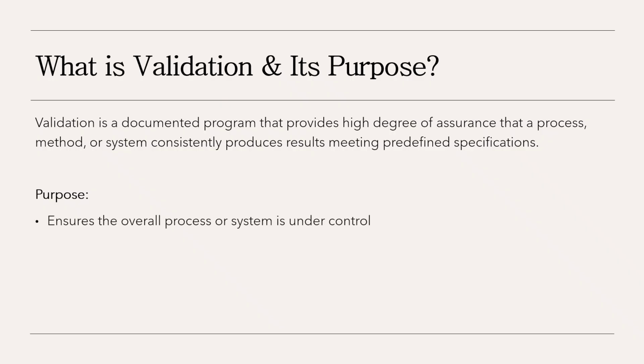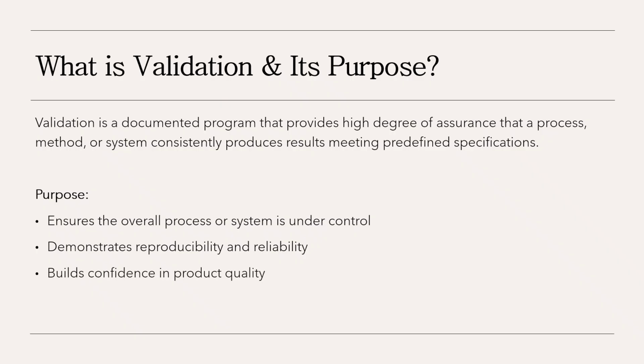Validation ensures the overall process or system is under control. Basically, validation ensures that every critical step in the process operates within defined parameters, maintaining control and consistency. Next, it demonstrates the reproducibility and reliability. It proves that the process or method consistently delivers the same results when repeated under similar conditions, right? Next, it builds confidence in product quality. Validation provides documented assurance that the final product will meet quality, safety, and efficacy requirements every time.